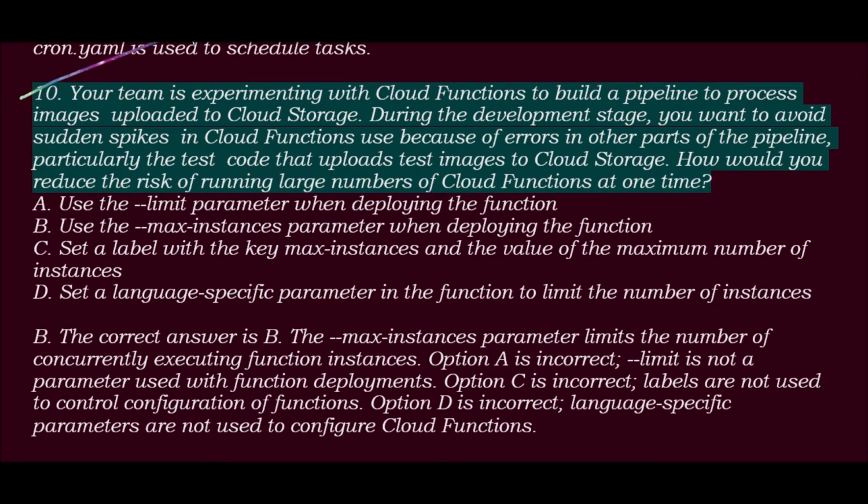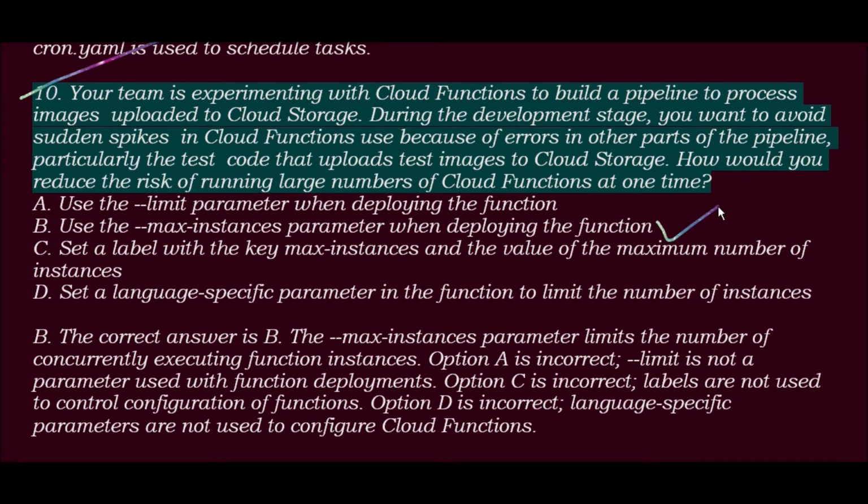Option A, use the --limit parameter when deploying the function, is incorrect because --limit is not a parameter used with function deployments. So option A is discarded. Option B, use the --max-instances parameter when deploying the function, is correct because the --max-instances parameter limits the number of concurrently executing function instances. That's why option B is correct.